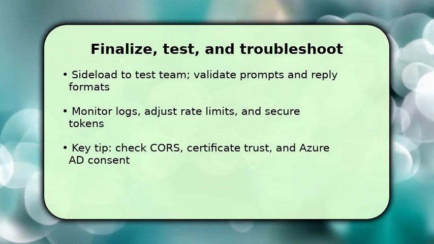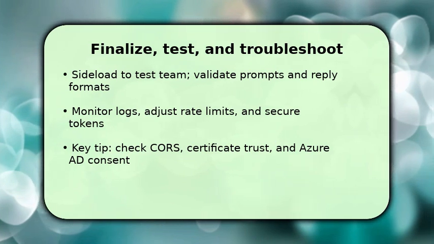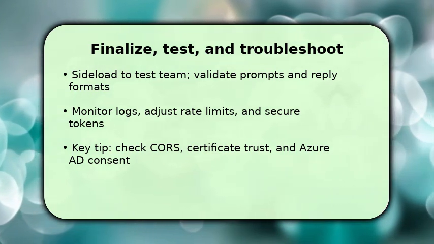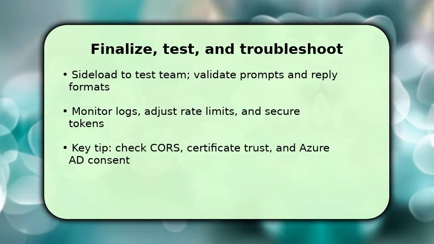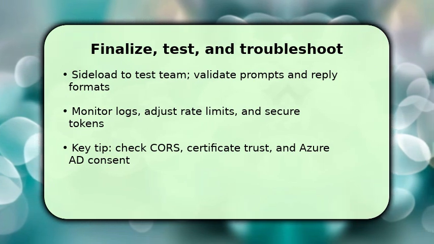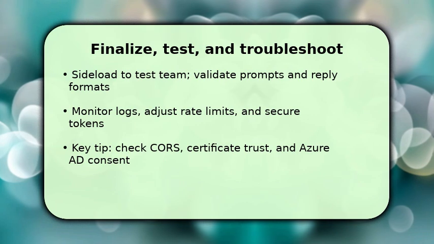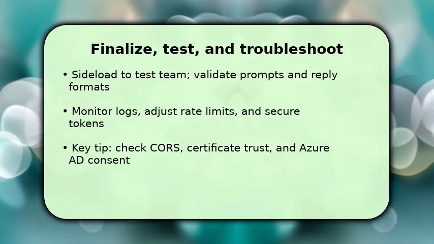Monitor server logs and OpenAI/Azure usage to tune rate limits and token refresh flows. Rotate keys if needed. If things break, one key troubleshooting tip: verify SSL trust, CORS headers, and Azure AD consent for the app. Most failures stem from authentication, certificate, or permission mismatches.